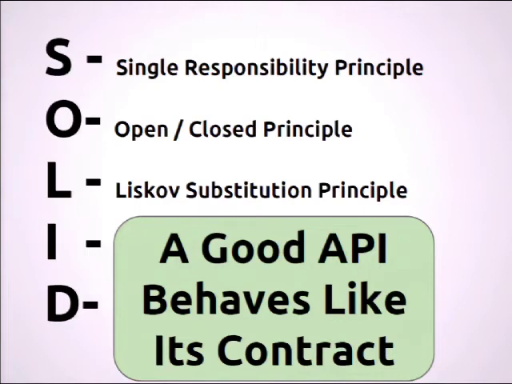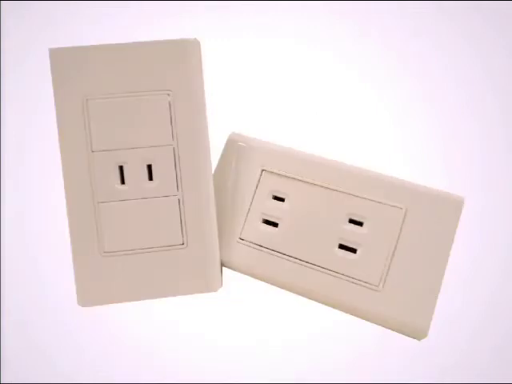So continuing on, the next one you have is Liskov Substitution Principle. Fancy name. Really, really, really simple concept. This is a US outlet. Circa 1920. Two prongs, you get electricity from one, it returns on the other. The old European plug is basically the same thing.